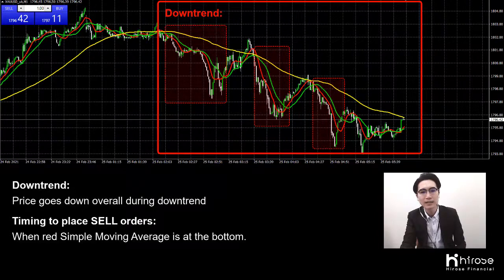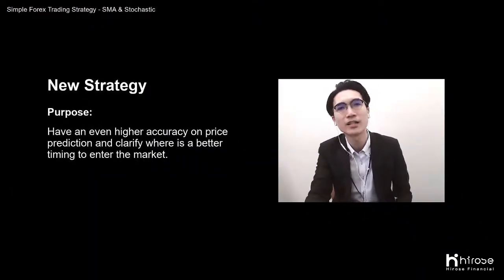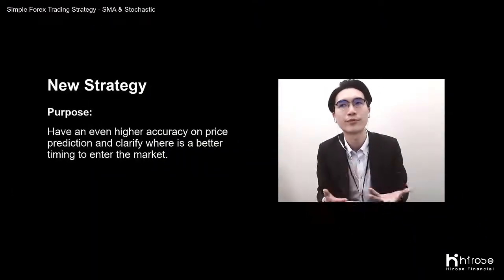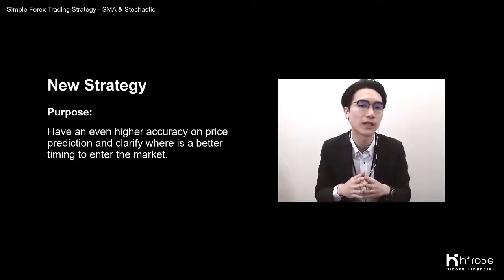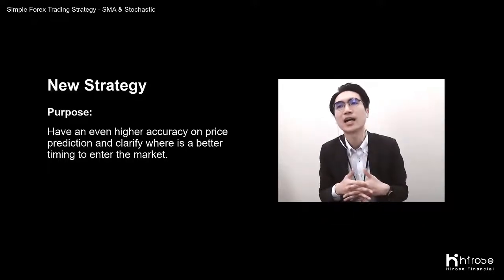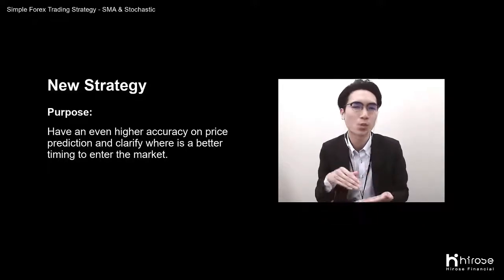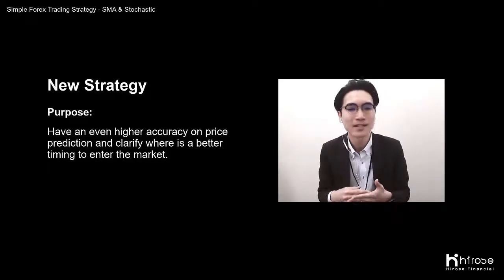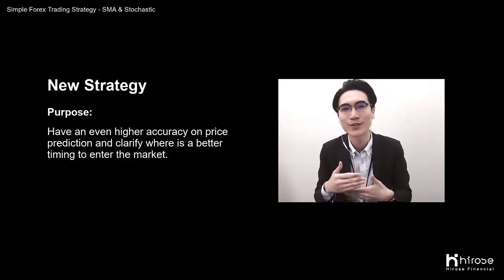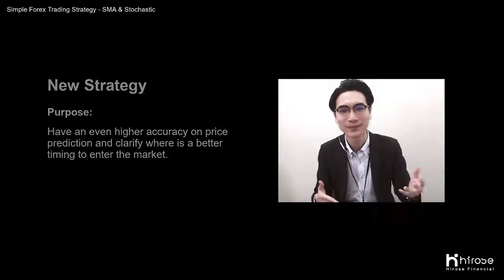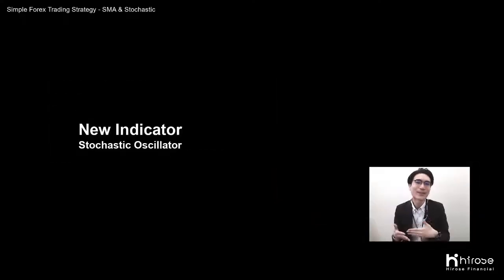And for today, as I mentioned, in order for us to improve the winning percentage of our trades, we will be adding in one more technical indicator. We will take a look at the indicator for today. What I can tell you now is that the other technical indicator that we're going to use in this strategy is the stochastic.